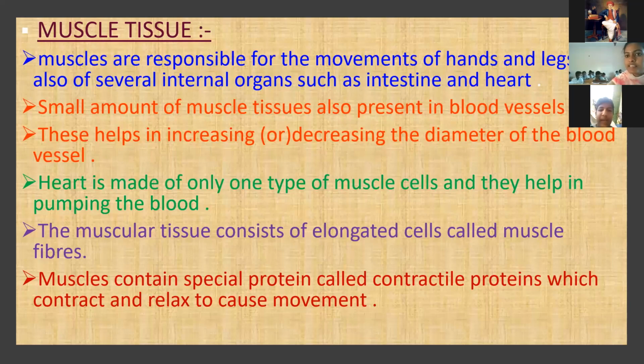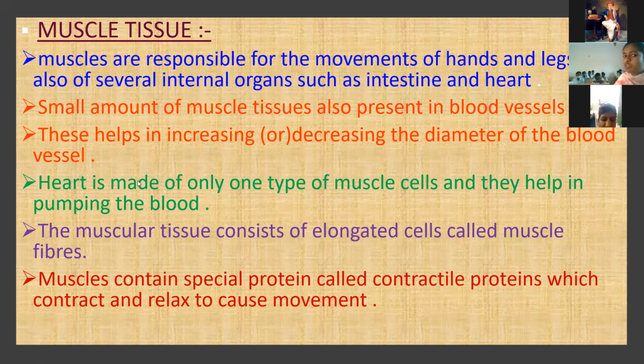Next, muscle tissue. The third one is the muscle tissue. What are the functions of muscle tissue? The muscle is attached to the bone. It is responsible for the movement of the human body, that is the legs and hands, and several internal organs such as the intestine and heart. These are all muscle tissue.